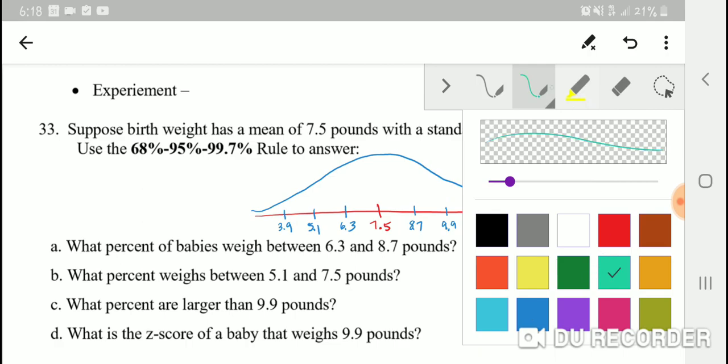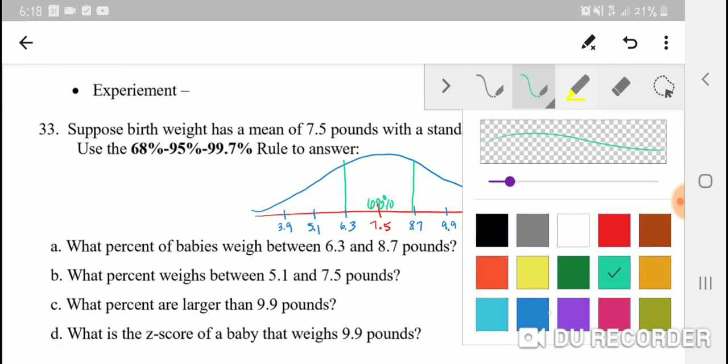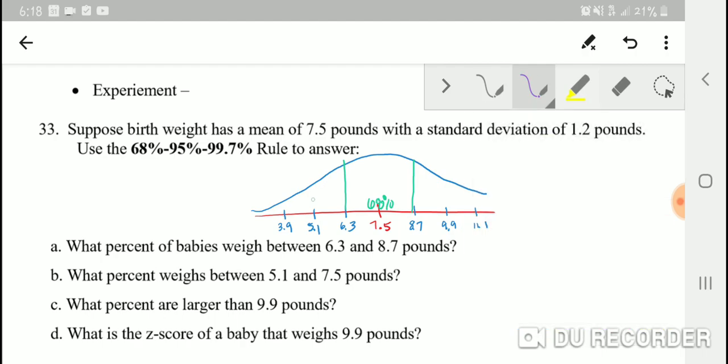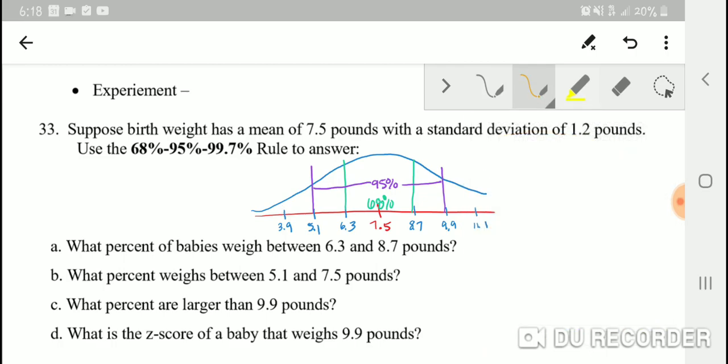And then this is broken into our standard deviation sections. So we have 68% of the data between our first standard deviation above and below the mean. And then we have 95% of the data between our second standard deviation from the mean. And then we have 99.7% of the data between our third standard deviations from the mean.